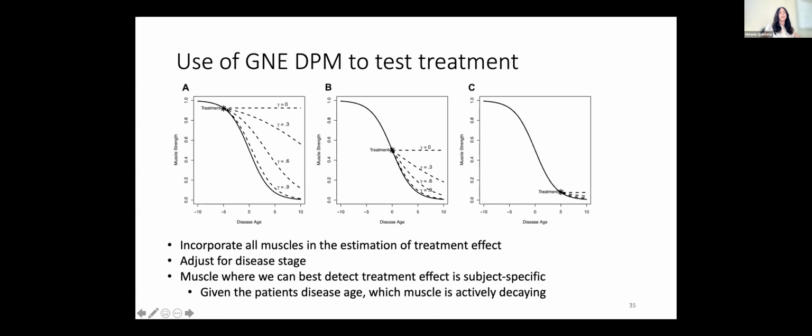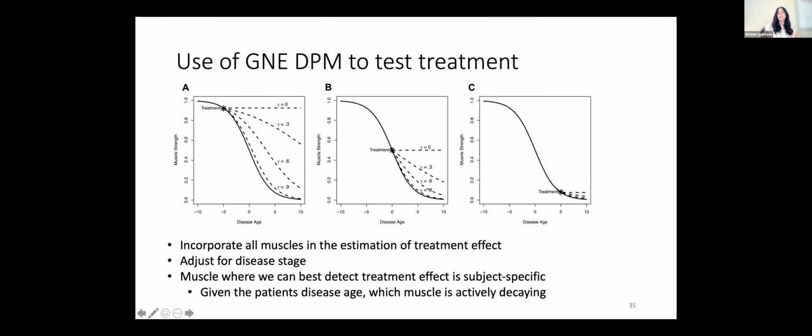But if you look, for instance, at a muscle that's not completely declined yet, or you give the treatment a little bit earlier, you can see you'll have a lot of power to differentiate between these different treatment effects and natural progression. So this also shows that being able to put all of these muscles into our primary analysis and do a joint analysis of these muscle groups allows us to use the muscle where we can best detect a treatment effect for each subject. In some ways, this allows participants to have their own participant-specific muscle that's contributing the most to the treatment effects.